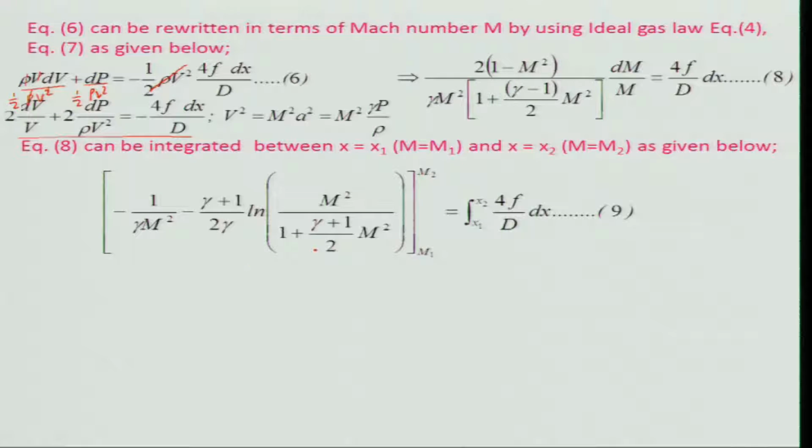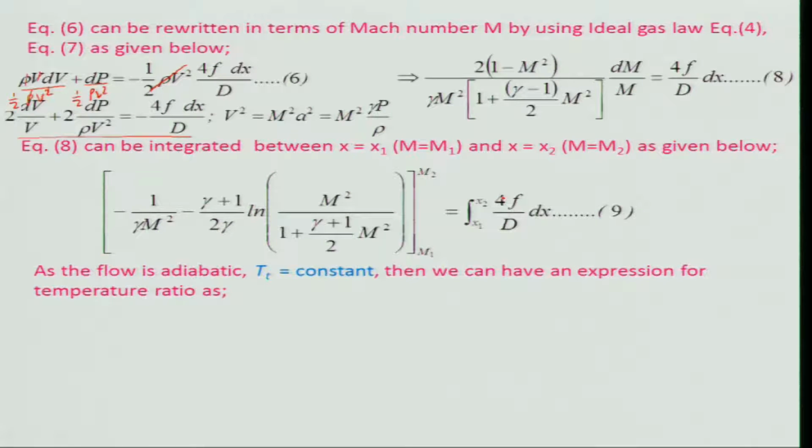We will be looking at this expression very carefully and how to handle it, because unless we know M2, right, we will be knowing M1, we may be knowing the friction factor, and we may be knowing x1 and x2, we need to find M2, which is not that easy to get. So, let us consider that the flow is adiabatic, and the stagnation temperature remains constant during this frictional flow being considered, then we can have an expression for the temperature ratio.